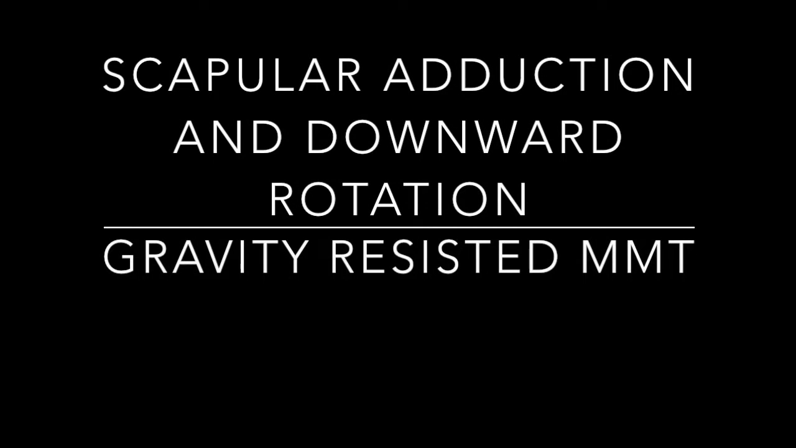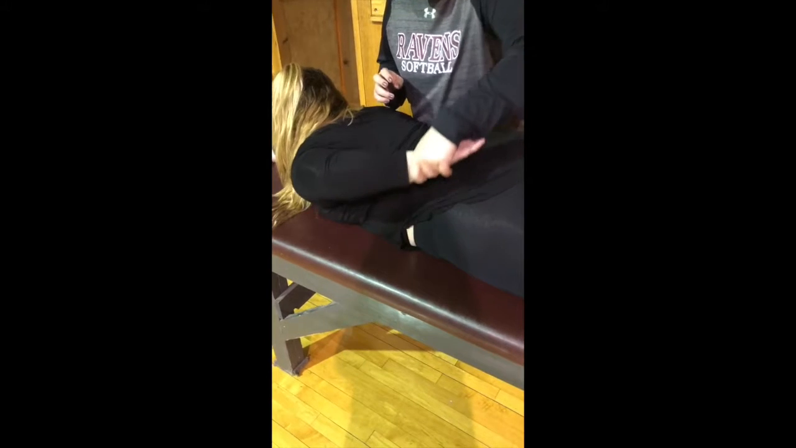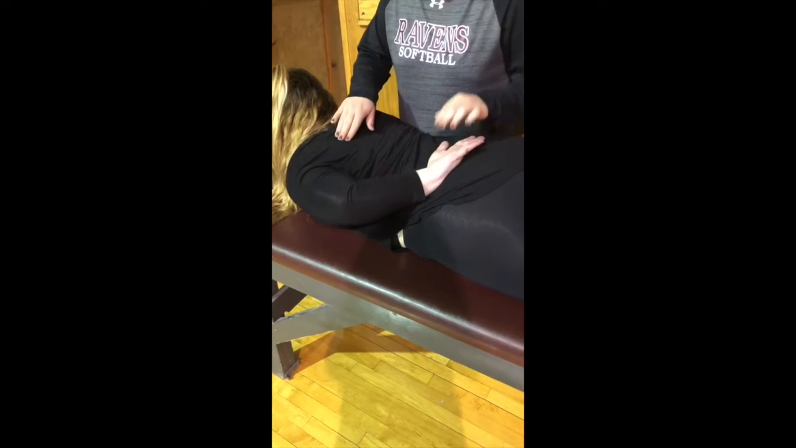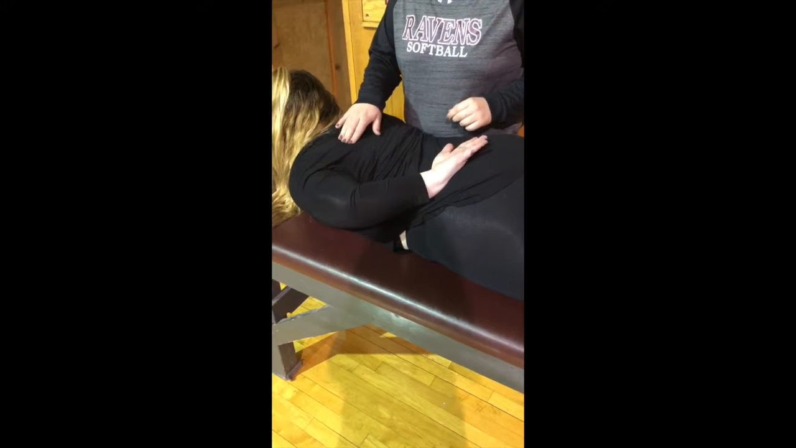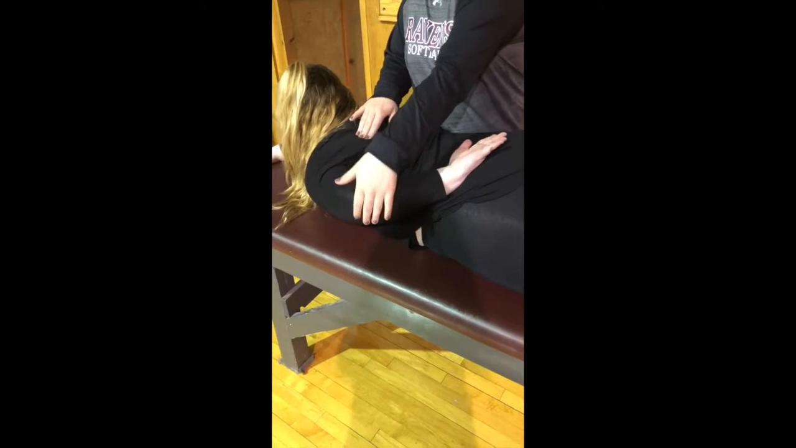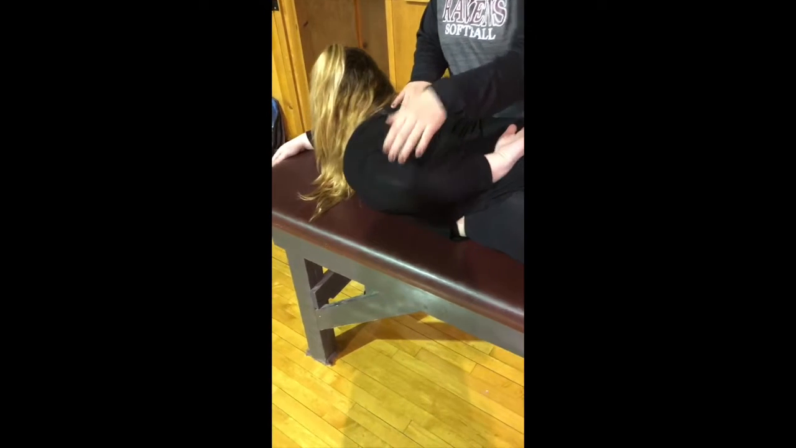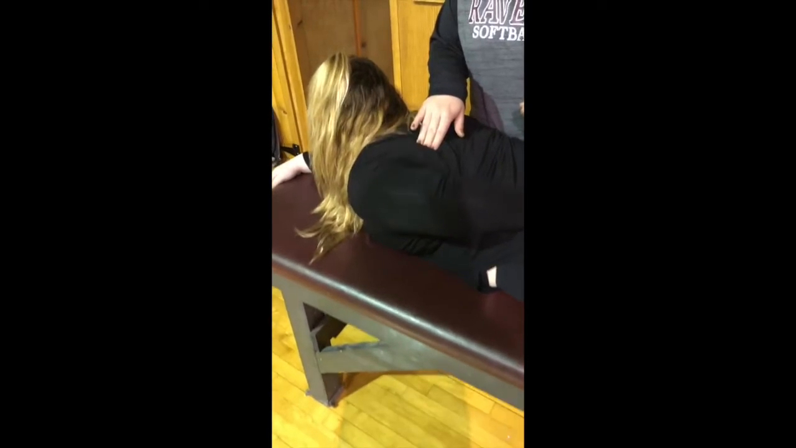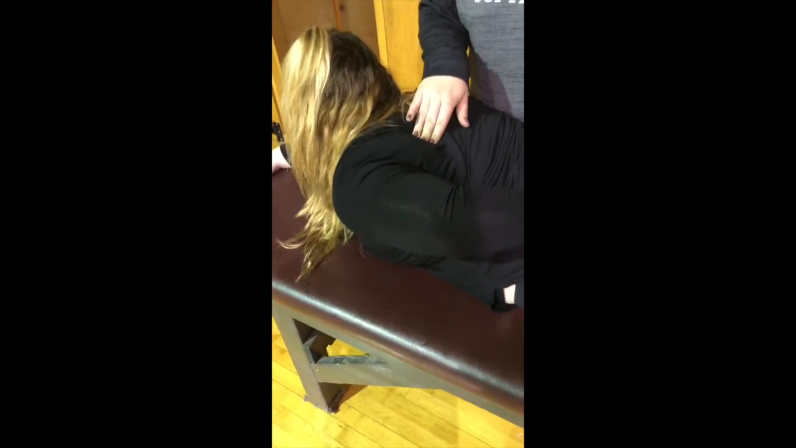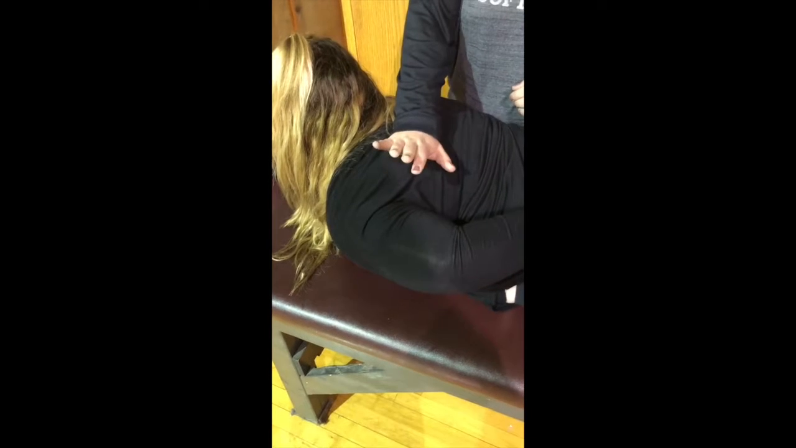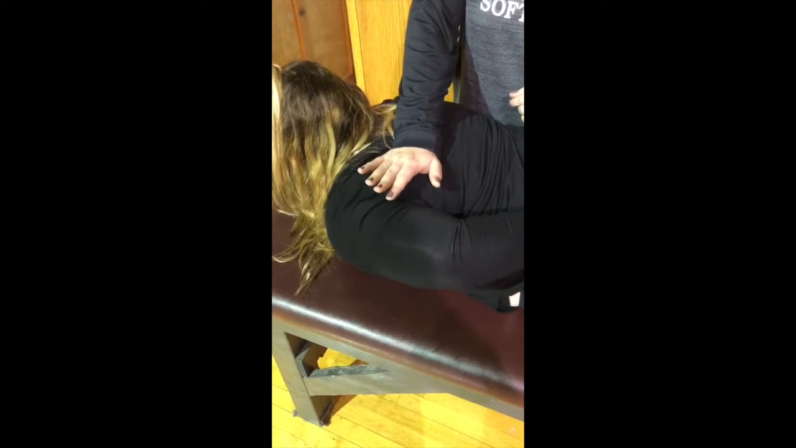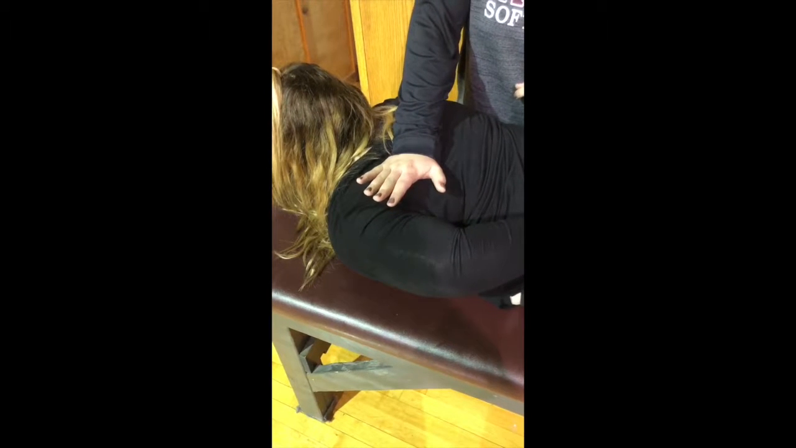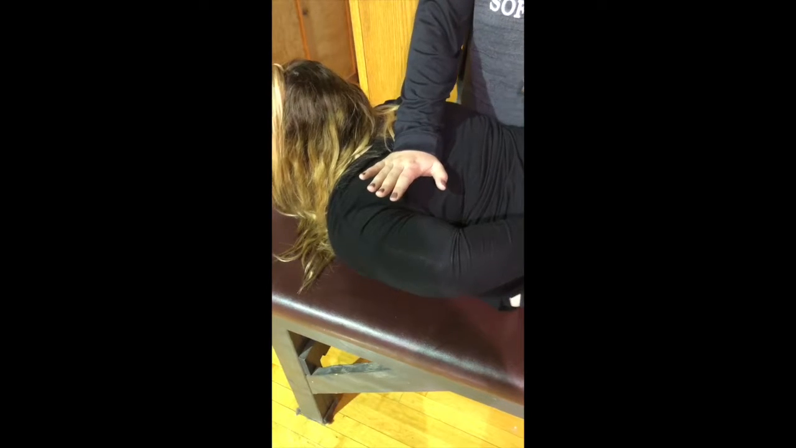For scapular adduction and downward rotation with gravity resistance, I will place the patient in the prone position with their head rotated to the opposite side of the targeted area and rest the back of their hand on the gluteal region. I will then stabilize the contralateral thorax and palpate the rhomboids between the scapula and cervical thoracic vertebrae. I will then apply increasing resistance medially to the scapula in the direction of upward rotation and abduction.